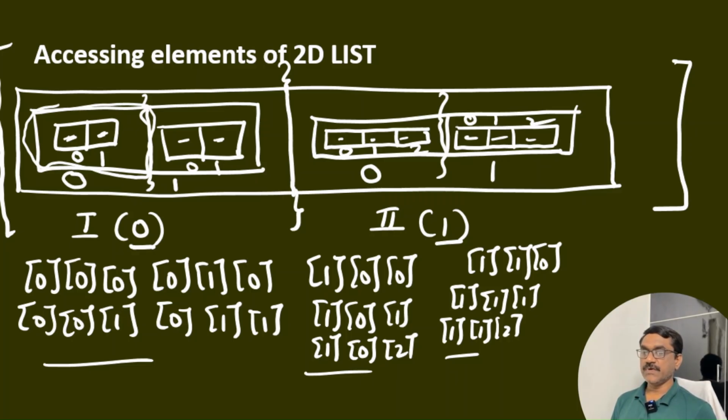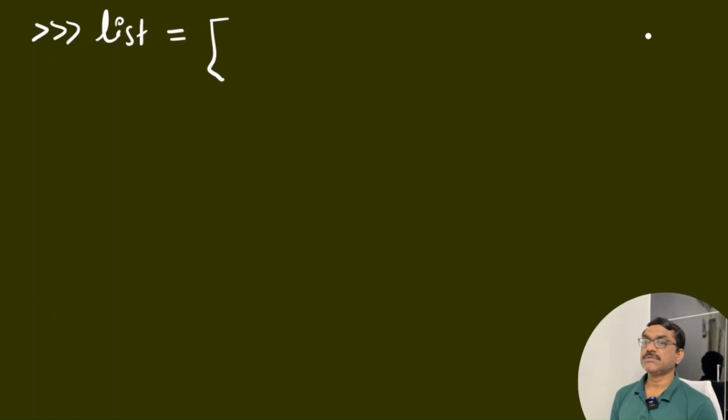Now we will see examples for this. Now let us take an example for a two-dimensional list. At the Python shell, here I am going to take a list, assume that list is equal to, here I am using square brackets, right?